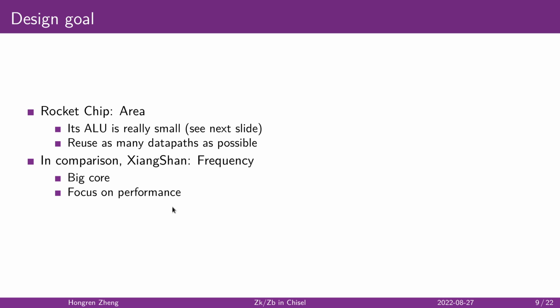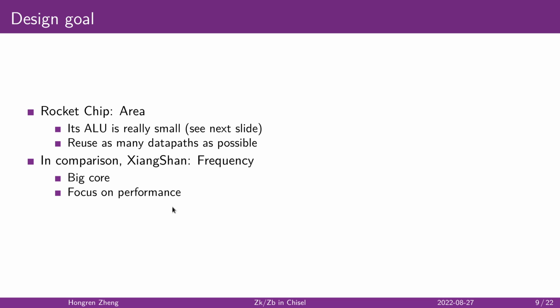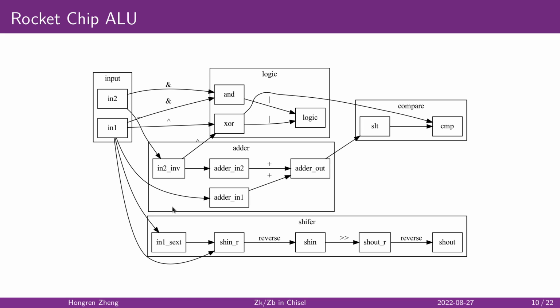In comparison, Xiangshan focuses on frequency, so it is a big core, and it didn't focus on merging data paths. So in our design, we merged many data paths. Sorry about that. So let's first talk about ALU.